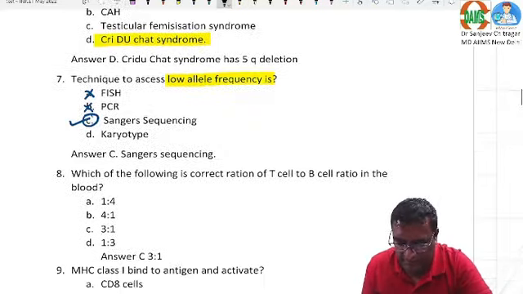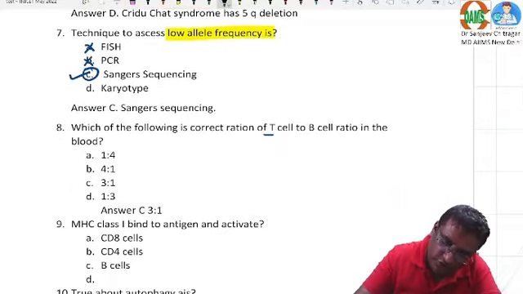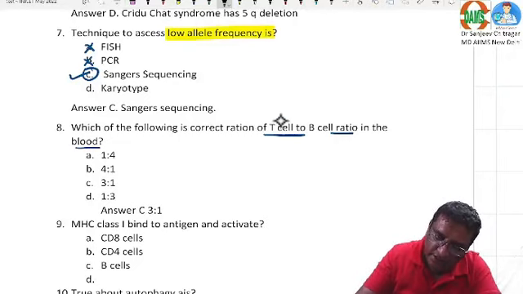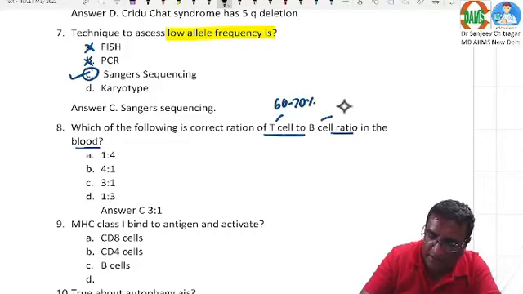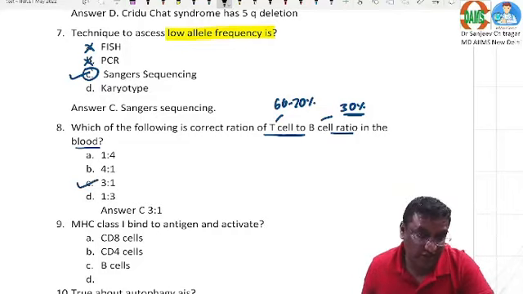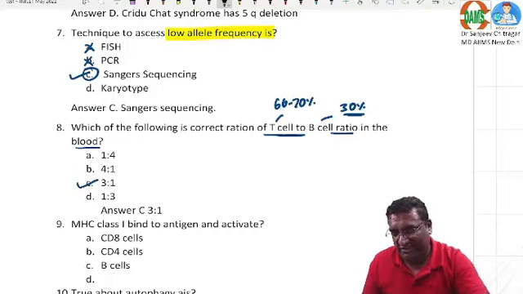Sanger's sequencing. Which of the following is the correct ratio of T cell to B cell in the blood? Around 60 to 70% are T cells and around 30% are B cells, which makes it approximately 3:1. That will be the correct answer, not 4:1. It is not 75-25, even though 75-25 is 3:1. 80-20 would be 4:1. That is not the case.